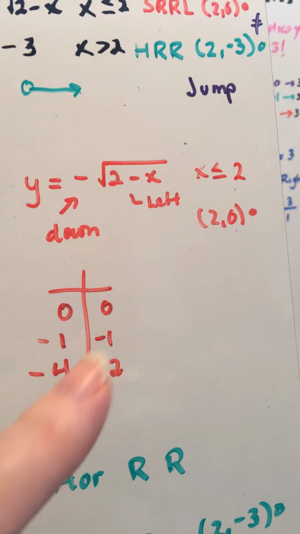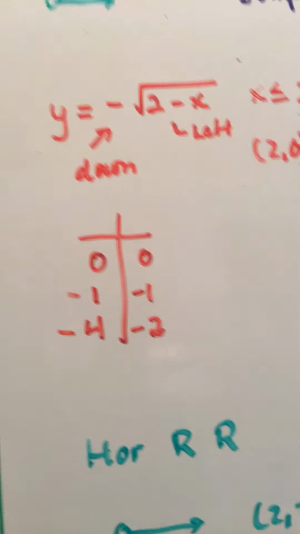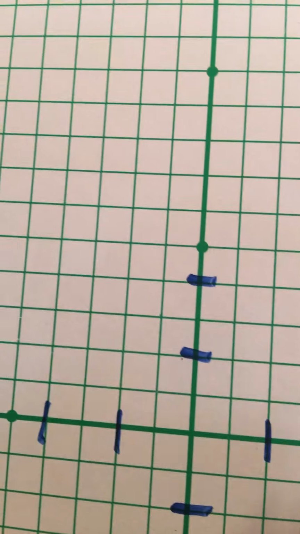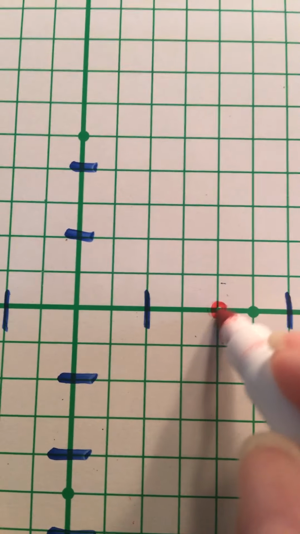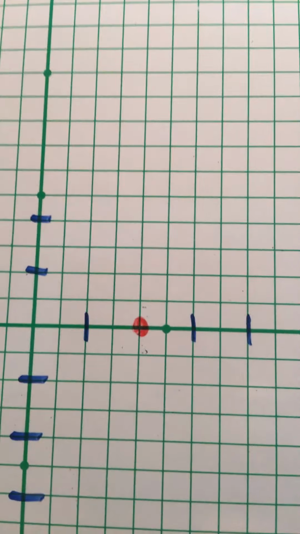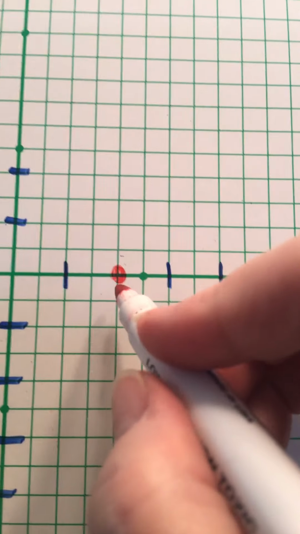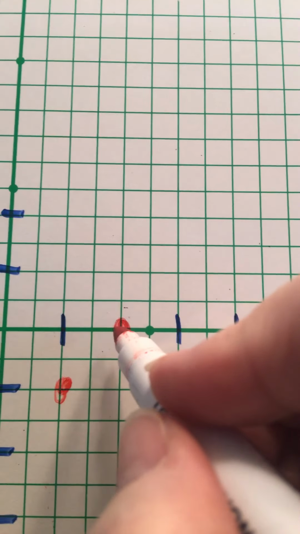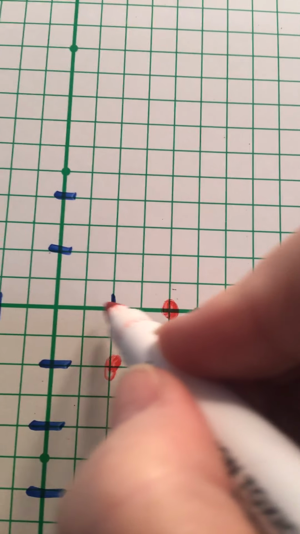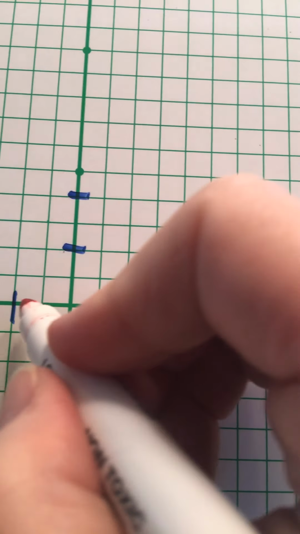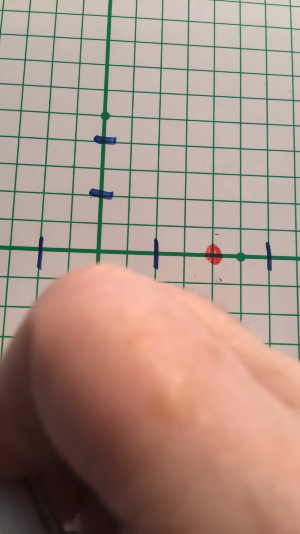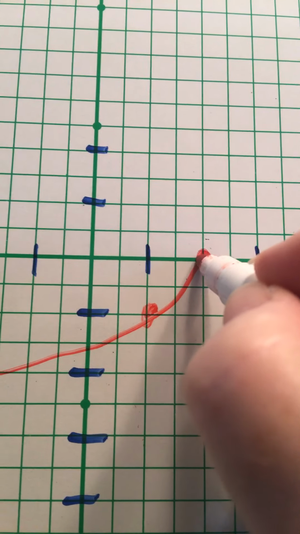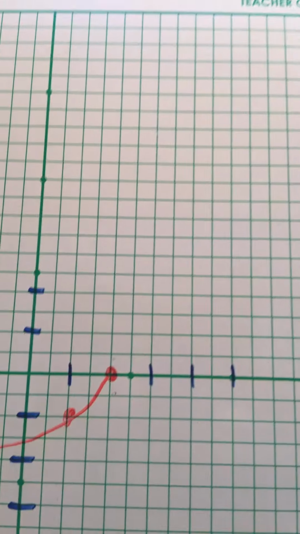But remember, this is always from the endpoint, and the endpoint is, I want to get rid of that. It smushes up my pens and ruins them. And the endpoint is 2, 0. So I want to go left 1, down 1. Then I want to go back and I want to go left 2, 3, 4, and down 2. And then I can draw my square root.